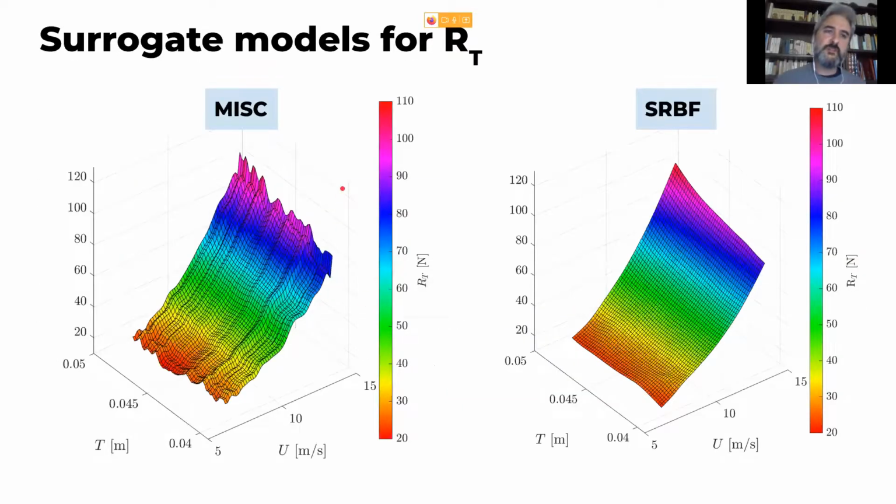Now, what happens if you plot the surrogate model? And this is where you see the problem of MISC. This is the surrogate model of the response surface, the surrogate model for the water resistance. You see that the surrogate model of MISC is way more wiggly or wobbly. There's a lot of crispiness in the response surface, whereas SRBF is much smoother. There are a couple of kinks here and there, but it's much better.